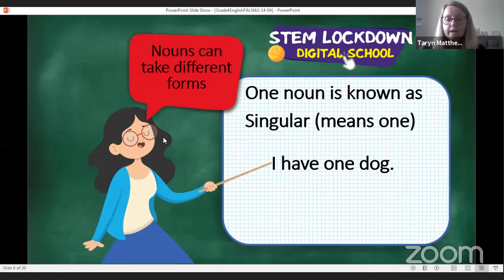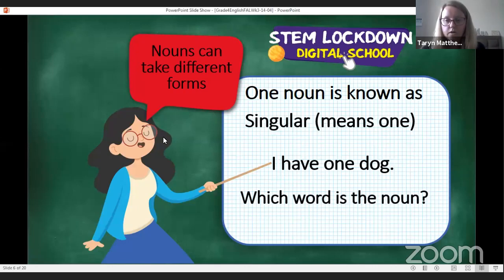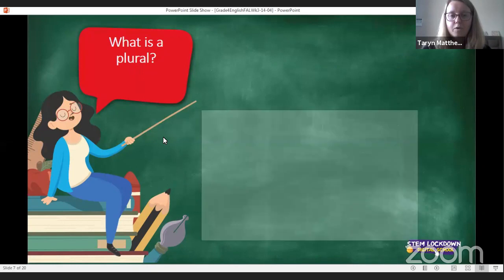But what is the noun in my sentence? I have one dog. Who can tell me what is my noun? Yes, you guys are sharp today, hey? So my noun is not one, it is dog. Good, some of you've got it. Excellent, you are awake.